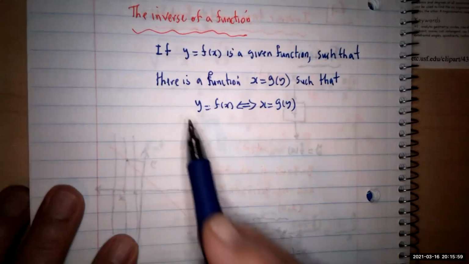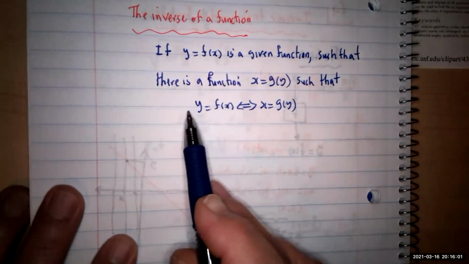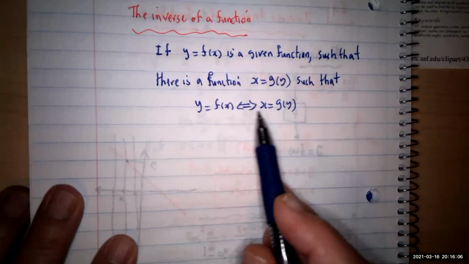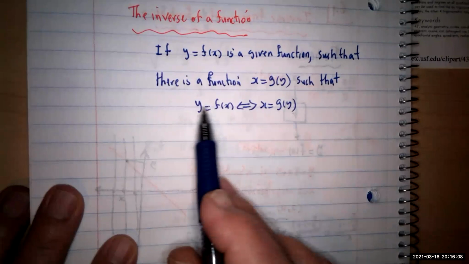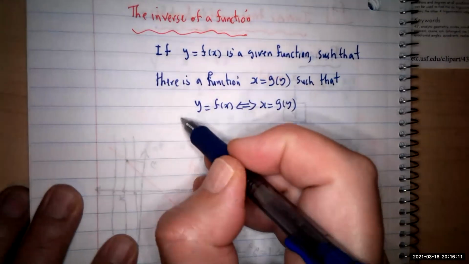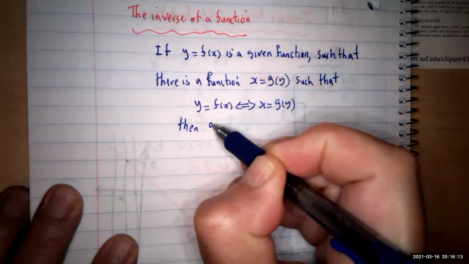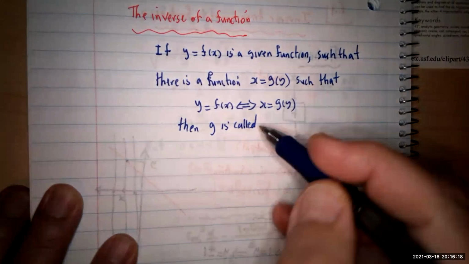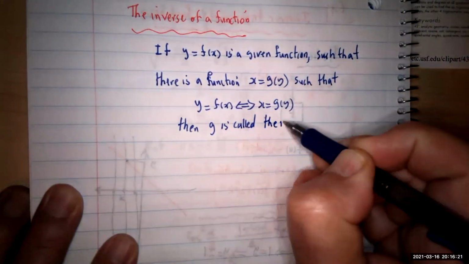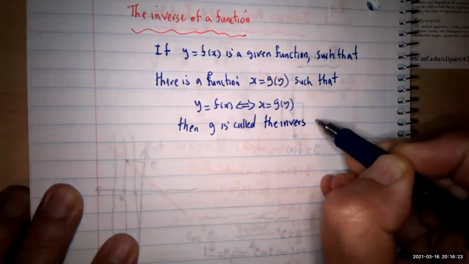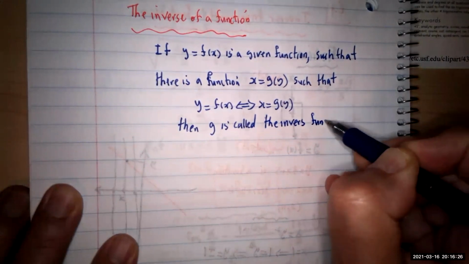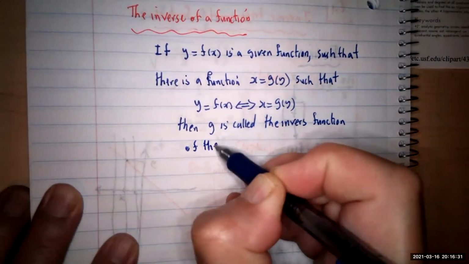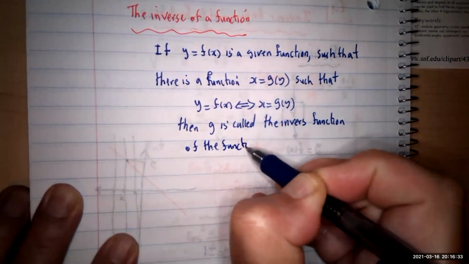So this means if you give me this equation, I can solve it for x. If I solve it for x, I get the g over here. If this has happened, then g is going to be called the inverse function of the function f.